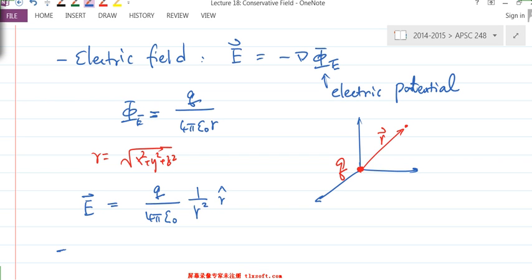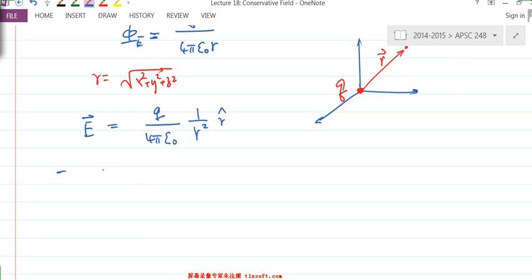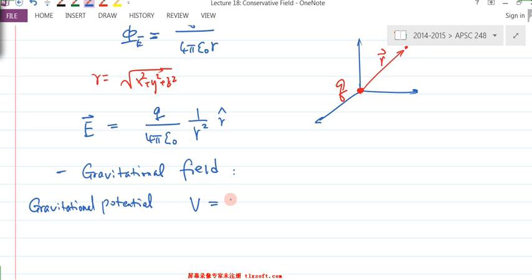So probably I will write it here. If we have a gravitational field, the potential function, or the gravitational potential, is this: V equals negative GM over R. So M is the mass of Earth, and G is the gravitational constant.